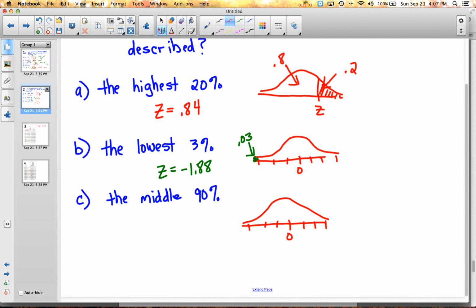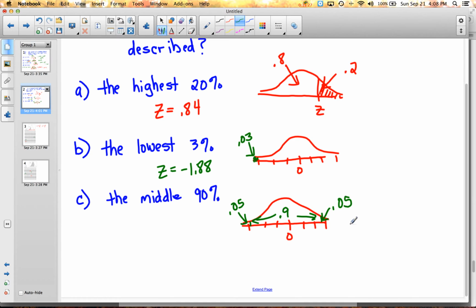Again, not the greatest there. And the middle 90%. So that means I'm going to have some value here, some value here. I want 0.9 to be in the center. So I want this to be 0.9. Well, think about how much that leaves. That leaves 10% left, and that has to get split on the two sides.